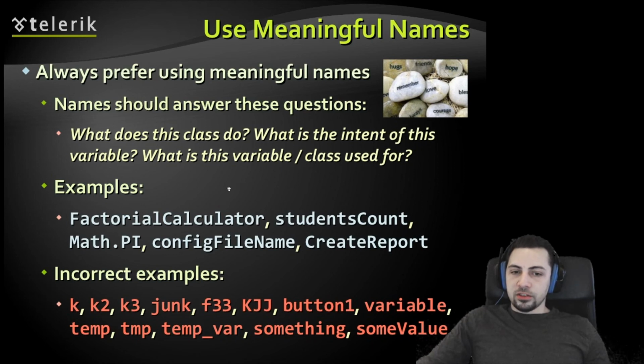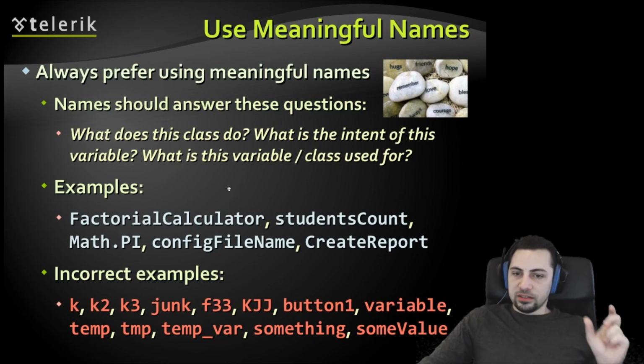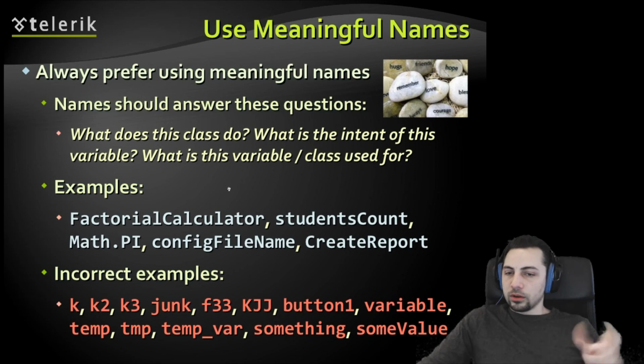These three questions should always be asked whenever you're making a variable name or a class name. What does this thing do? What is the intent? Okay. What is it used for, depending on what type of item you're making? Okay.